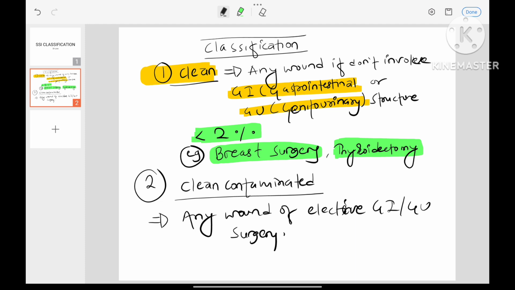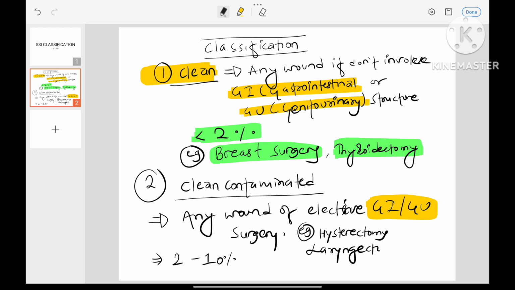That's why in these cases the chances of infection will be around 2 to 10%. Although the wound is somehow clean, as the structures involved are GI or GU structures, there can be chances of contamination, and that is around 2 to 10%. So this is known as clean contaminated wound. Examples of surgery are hysterectomy, laryngectomy, or a small intestine resection.